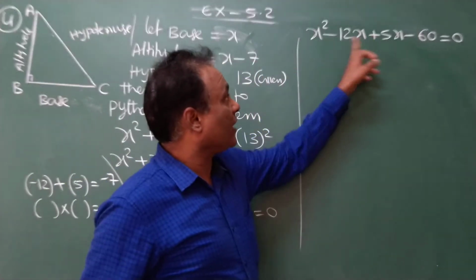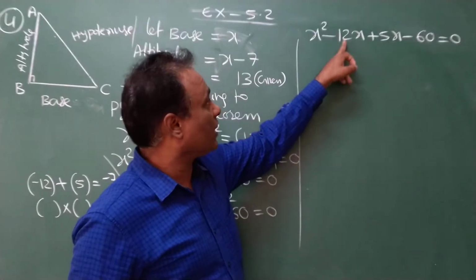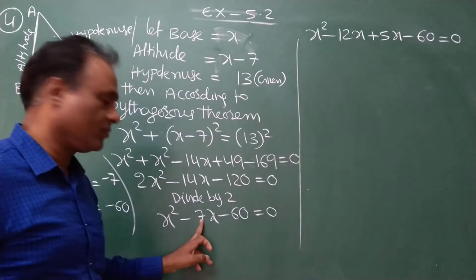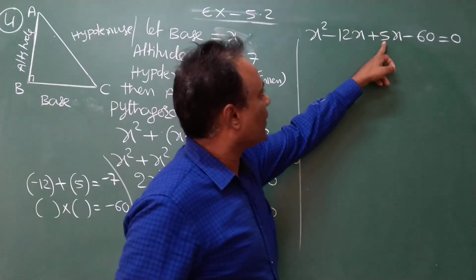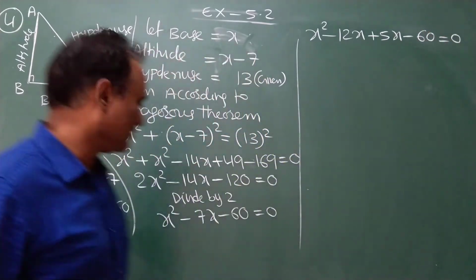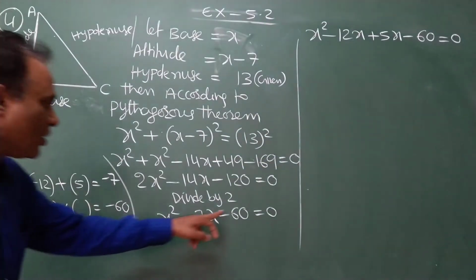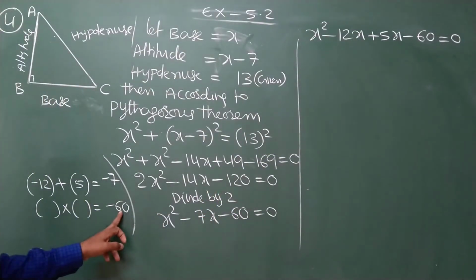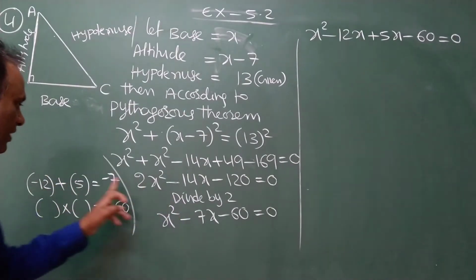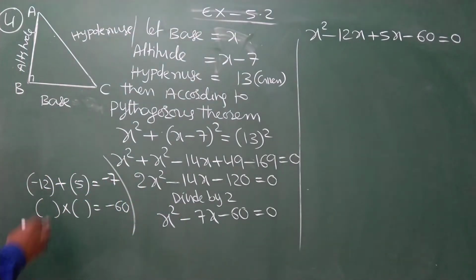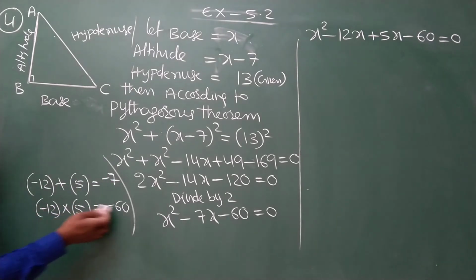Minus 12 plus 5: 12 minus 5 is 7, and 12 is greater, so minus 7. Minus 12 into 5 is minus 60. If you multiply, you have to get minus 60. If you add, you have to get minus 7. What will be the numbers? 12 and 5. 12 minus 5 is 7, 12 into 5 is 60.